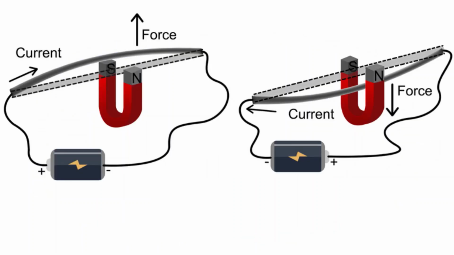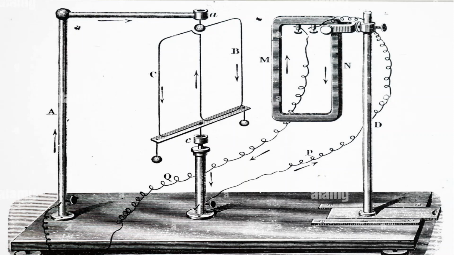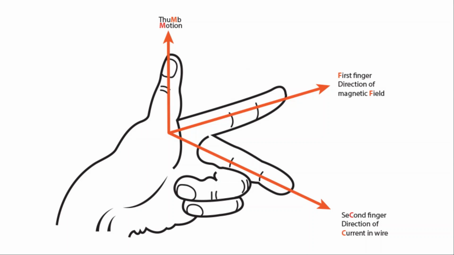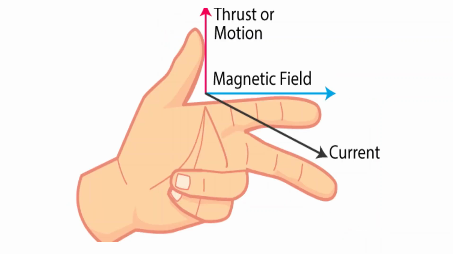Force on a current carrying conductor in a magnetic field. Ampere's experiment. When an electric conductor is placed in a magnetic field, it experiences a force. This force is directly proportional to the current and is also perpendicular to its length and magnetic field. Fleming's left-hand rule. Fleming's left-hand rule states that the direction of force applied to a current carrying wire is perpendicular to both the direction of the current as well as the magnetic field.